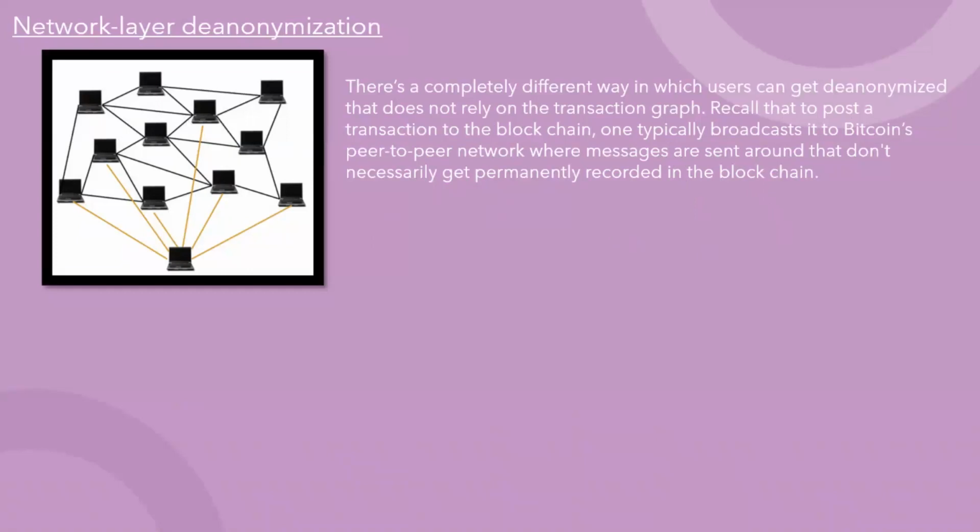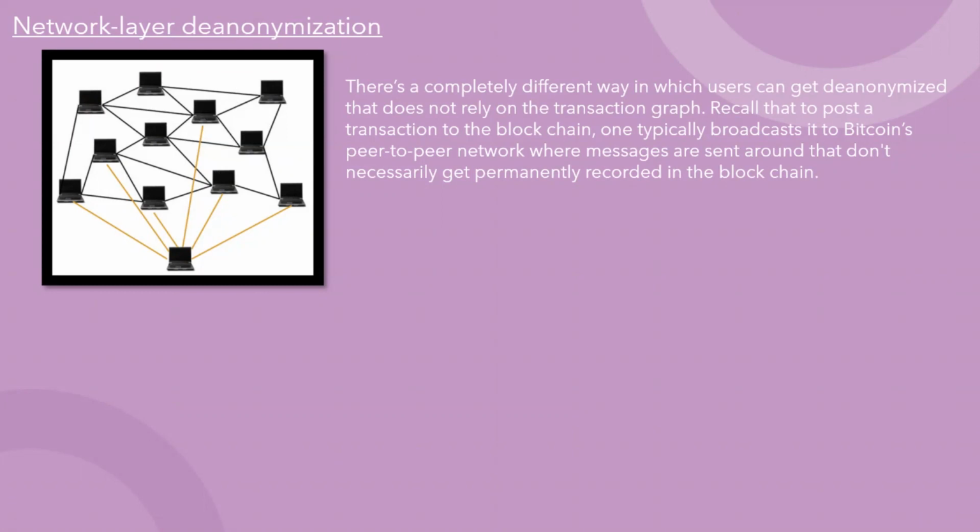Network layer de-anonymization was first pointed out by Dan Kaminsky at the 2011 Black Hat conference. He noticed that when a node creates a transaction, it connects to many nodes at once and broadcasts the transaction. For example, if we look at this node right here, it's broadcasting all these transactions to all these other nodes and devices.